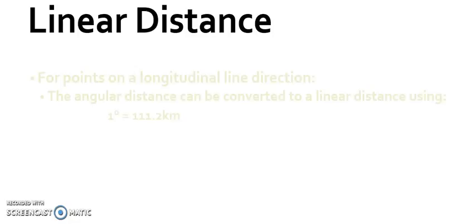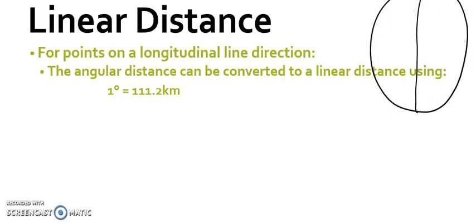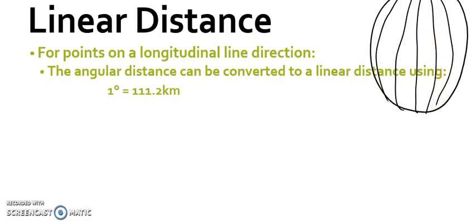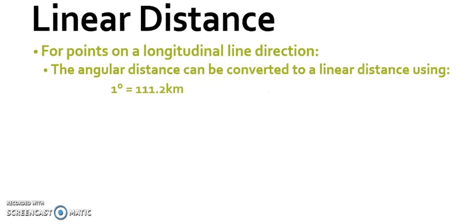A recap on the last video. For points on a longitudinal line, longitudinal refers to those vertical lines, the meridians, and looking at any vertical lines, there is a simple calculation to find linear distance. If you were to travel 1 degree, that is equal to 111.2 kilometers. So if you were to travel 2 degrees, to find how many kilometers you travel, you just simply multiply 2 by 111.2 kilometers to find the linear distance.